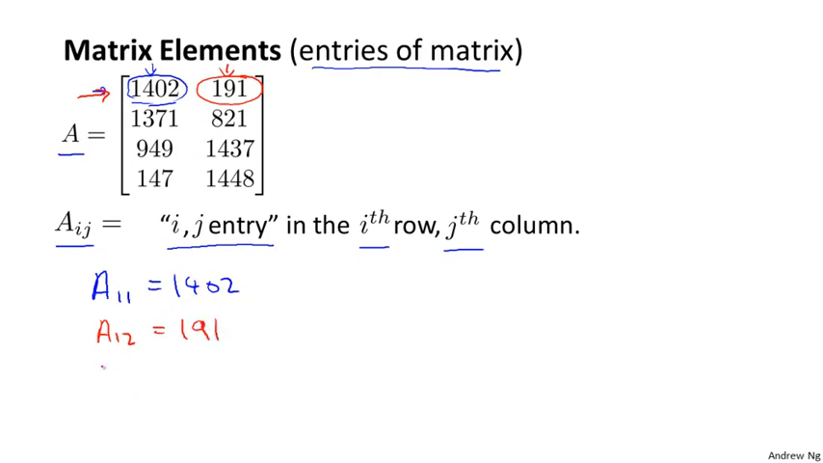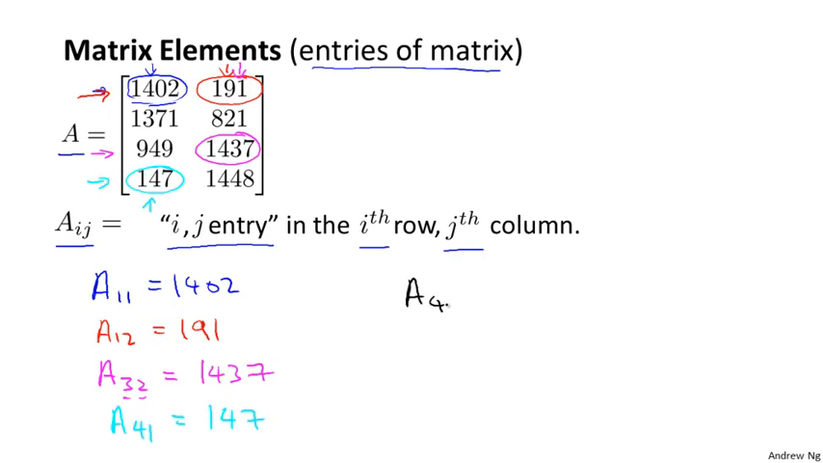Just a couple more quick examples. Let's say A32 refers to the entry in the third row and the second column, right? Because that's 3, 2. So that's equal to 1437. And finally, A41 refers to this one, the fourth row, first column, which is equal to 147.